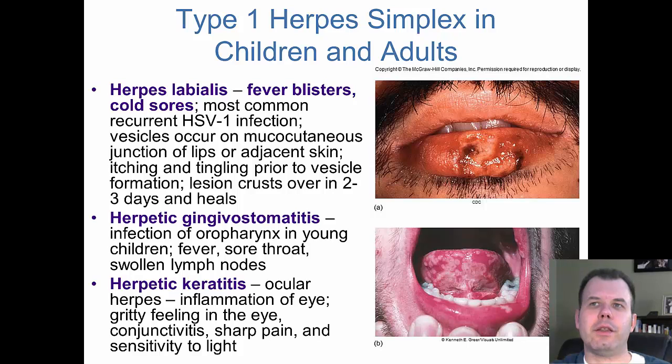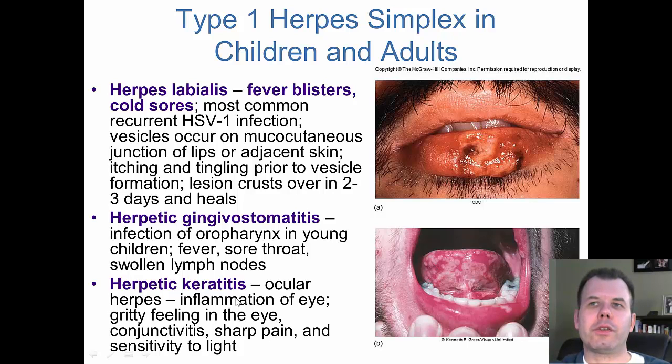gingivostomatitis, which is again the oropharynx of young children. Sometimes you get these swollen lymph nodes. You can see these sores under the tongue, and some of these other things are referred to as canker sores. Now, I don't want to say that all canker sores are herpes. Any time you have a sore in your mouth, that is referred to as a canker sore, but a lot of times these canker sores are due to herpes infections, and obviously this is a pretty nasty one in this case.